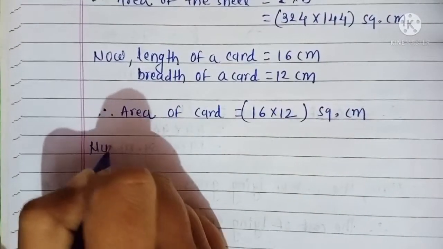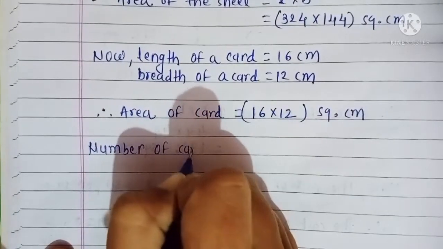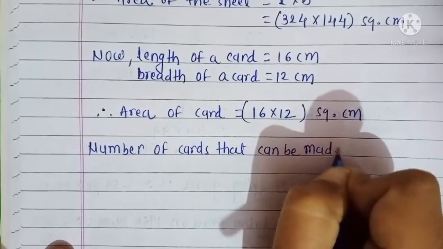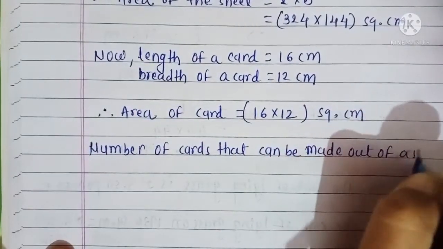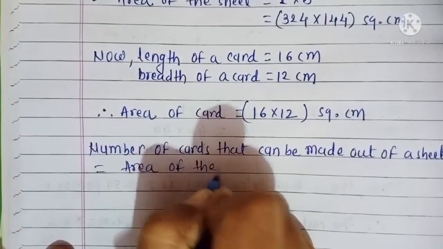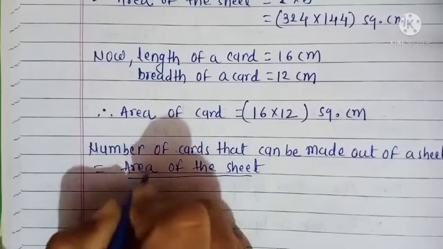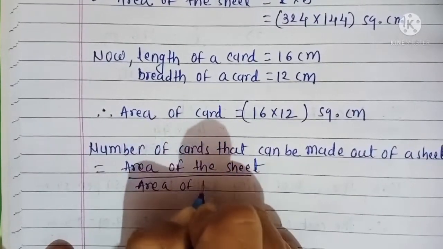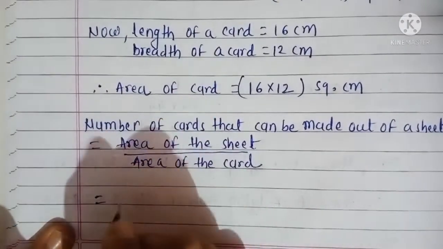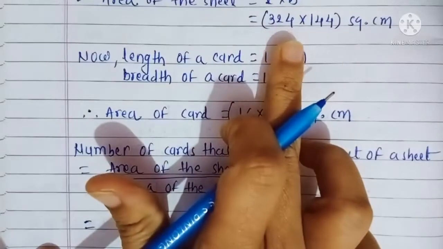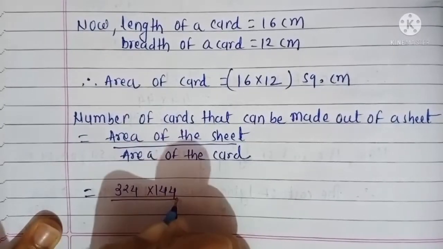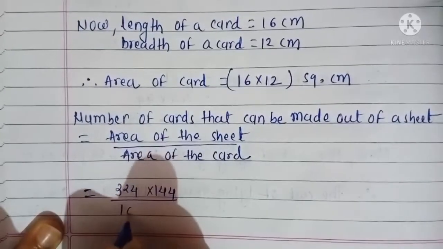So, number of the cards that can be made out of sheet is equal to area of the sheet upon area of the card. तो यहाँ पे शीट का एरिया है 324 मल्टीप्लाई बाई 144 एंड कार्ड का एरिया है 16 मल्टीप्लाई बाई 12.